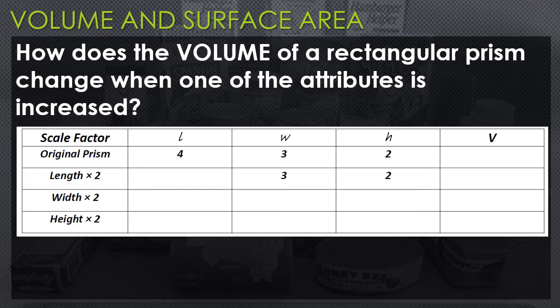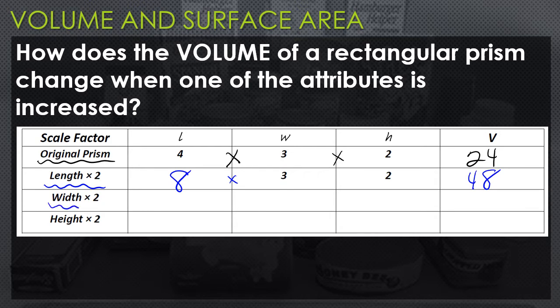So we have our original prism. If we did 4 times 3 times 2, that's going to give us 24 as our original. So next one is, what happens if we multiply the length by 2? So our length will now be 8 times 3 times 2. So we have 8 times 3 is 24, times 2 is 48.